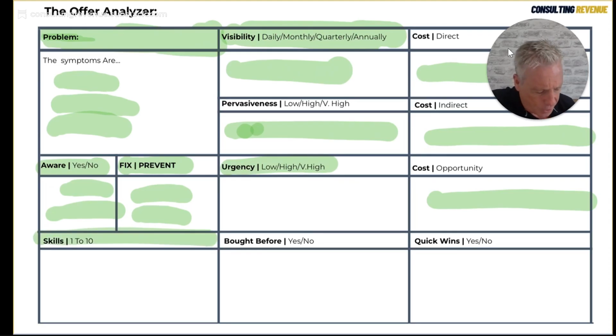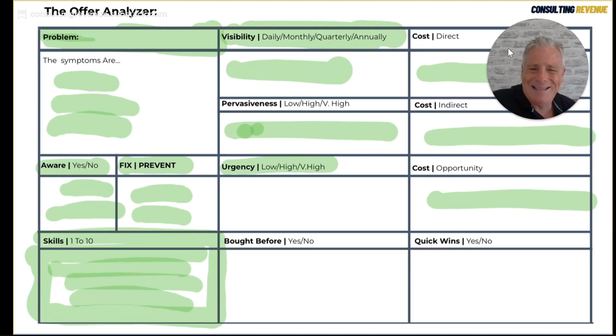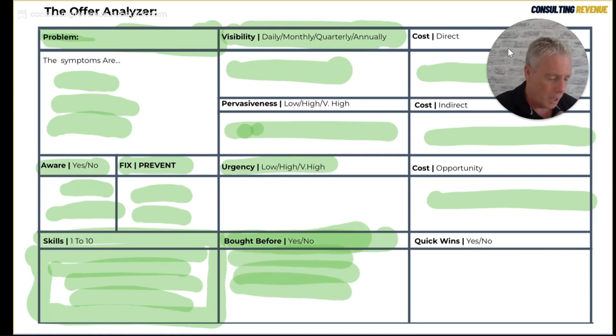And then this is personal about the consultant. What is their skill level in solving that problem? Because if they're a 9 or a 10, great. If they're a 6 or a 7, they can either upskill or they can bring in outside help. Has the company that they're likely to be pitching, or the industry sector, bought something like this before?